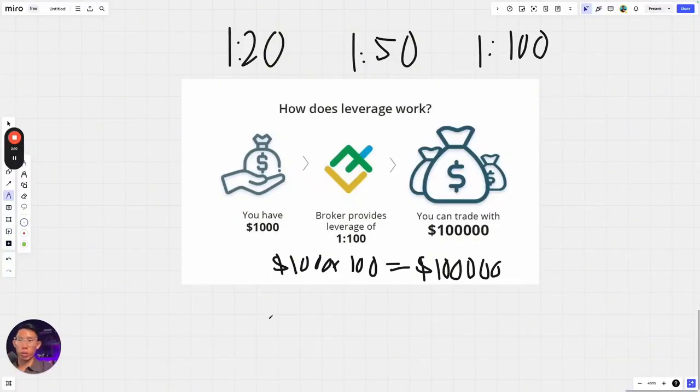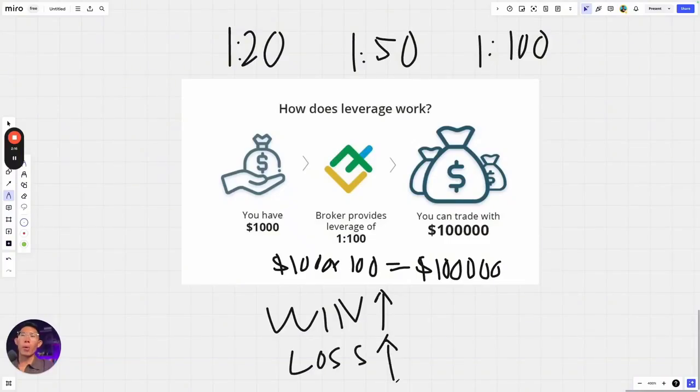And it is a double-edged sword, right? Leverage is a double-edged sword. It can increase your wins. It can also increase your loss. That is why, when you're choosing what leverage to use, you want to make sure it's not way too high. It's not too ridiculous, right? My honest opinion would be to just stick with 1:50 and not go any higher than 1:100. 1:100 is the max, right?